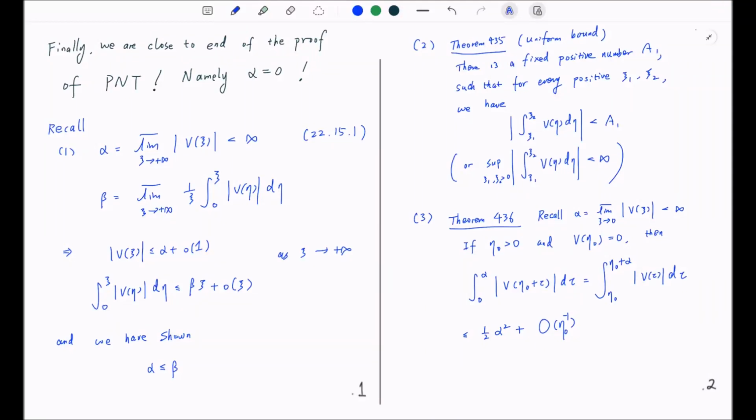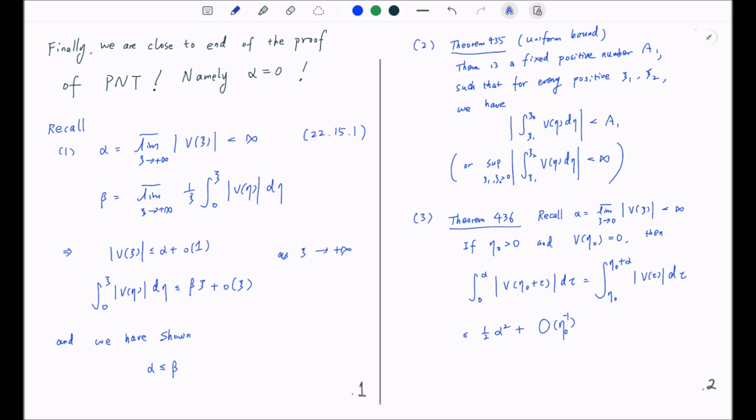Finally, we are close to the end of the proof of the prime number theorem. Based on our previous reduction and new notations, now it suffices to show that alpha is equal to 0. I copied the definitions for alpha and beta as well as two lemmas we just proved concerning the integrals of the function v. And at this point, you may not remember the definition for v, but I will recall this definition when we use it.